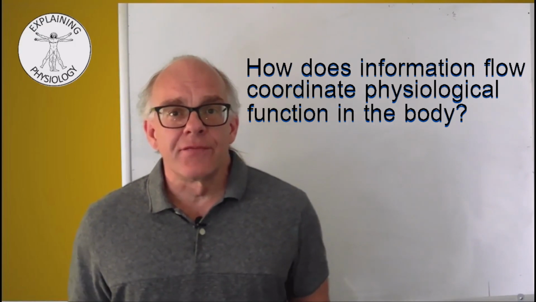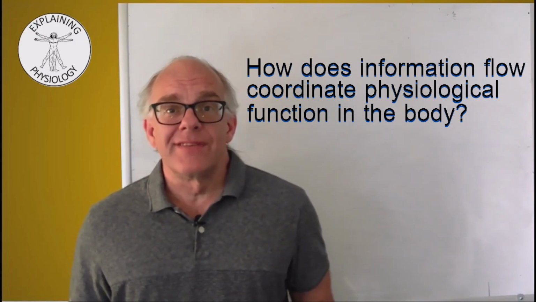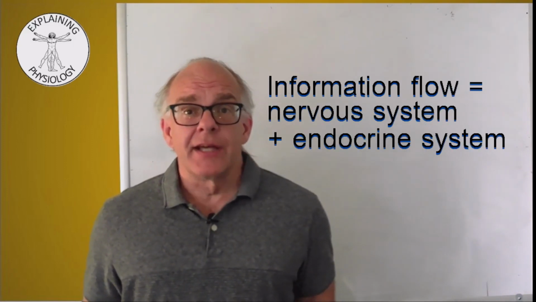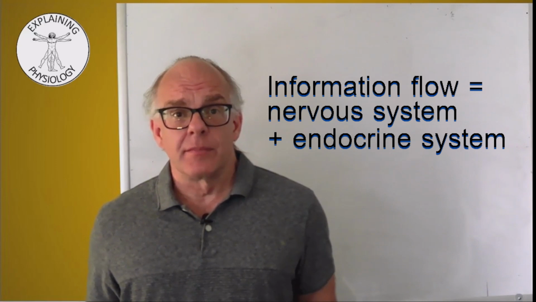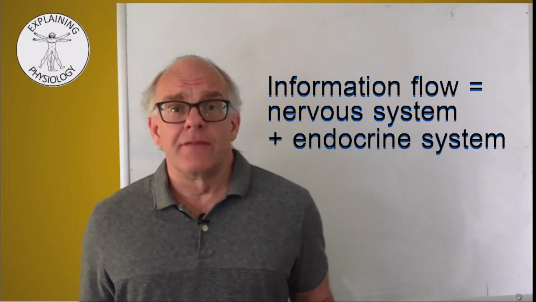How does information flow coordinate physiological function within the body? When we think about information flow, we are traditionally talking about both the nervous system as well as the endocrine system. The nervous system involves a series of nerve cells within the body. They're going to have processes that go out and make connections on some type of target.